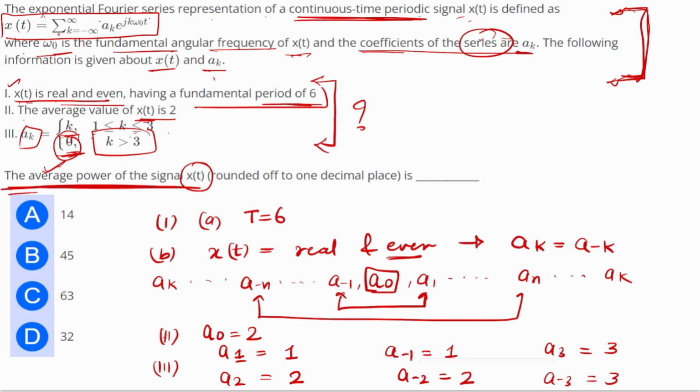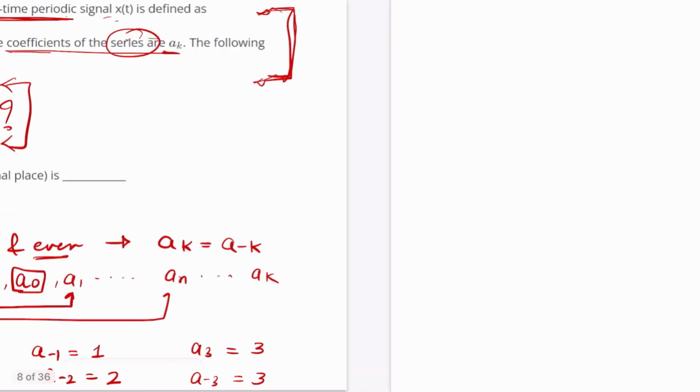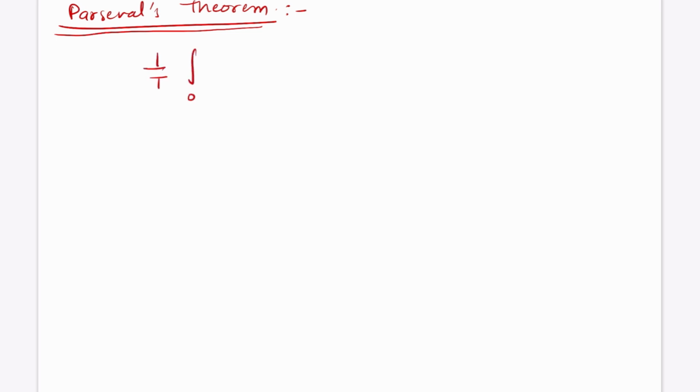Now, what they are asking in the question, so this was given to us. The question is saying that we have to find out the average power of the signal x(t). Whenever it comes to power calculation, you always follow Parseval's theorem, right? So what does Parseval's theorem say? Whenever we want to calculate the power, this is the power formula, integral over the period of x(t) squared dt.